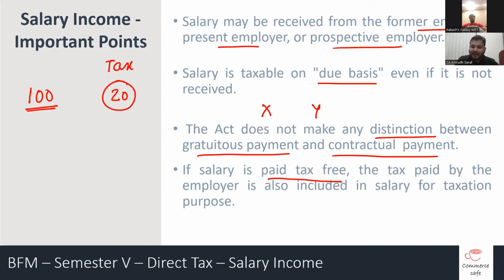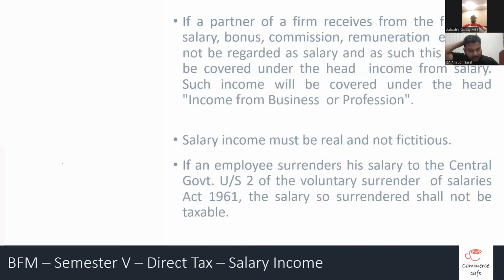So they are giving a benefit, and that also has to be included in the salary. If my company pays the tax on my behalf, that is as good as paying money to me, and that will be included in salary. So it will be added to my salary, and tax will now be calculated not on 100 but on 120 rupees, because that 20 rupees will also be considered salary. I think you have explained this earlier also. Fine, let's move on.